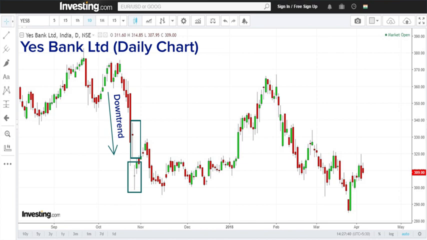So dojis and spinning bottoms are always taken into consideration with respect to booking profit. If someone was short earlier in Yes Bank, they could have booked profit expecting a consolidation, looking at the doji or the spinning bottom. But otherwise there was no reason to go long at this point, because no big up move was unfolding after that. So this was all about the doji, the spinning top and the spinning bottom.